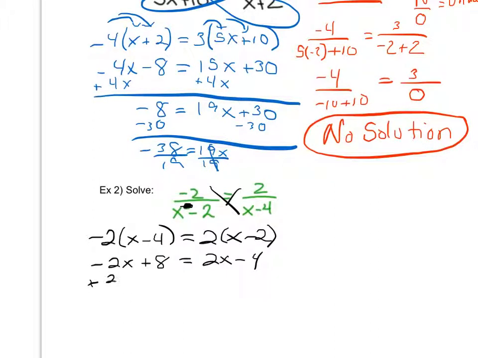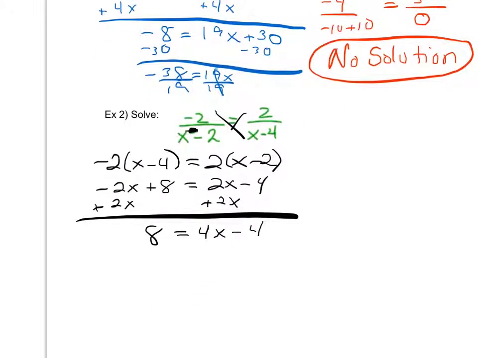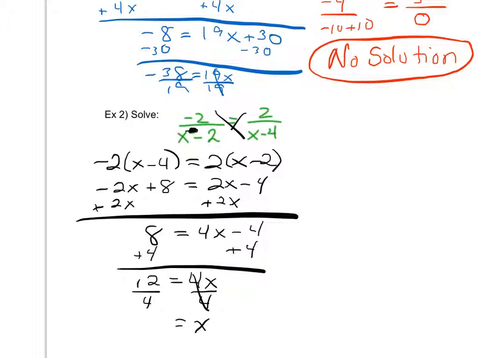Let's see, add 2x here, add 2x here. I get 8 equals 4x minus 4. Add 4 here, add 4 here, working to isolate that variable. 12 equals 4x. Now I can isolate it further by dividing the 4 away. Those cancel, reduce to 1, and 1x is the same thing as just x. 12 divided by 4 is 3. So I get x equals 3.